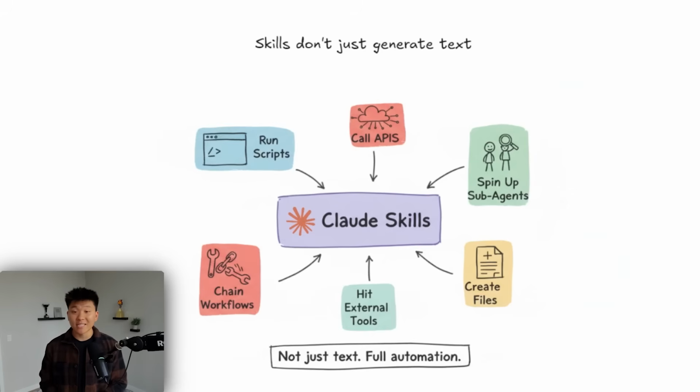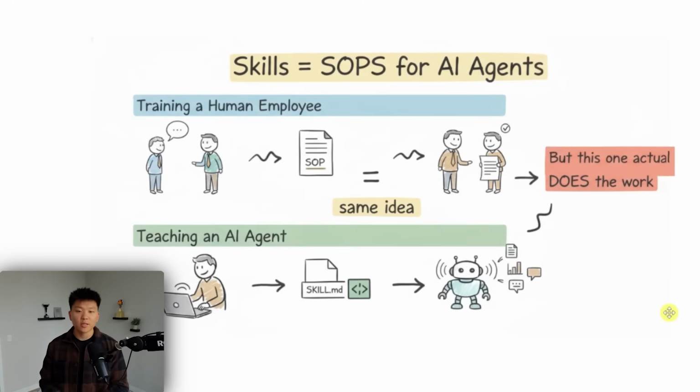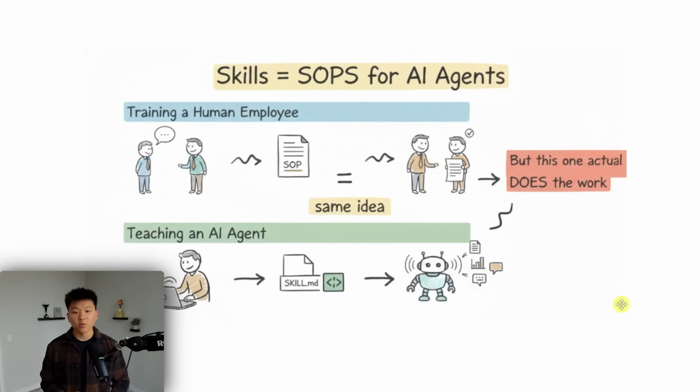But they don't just generate text, they're basically automations. They can run scripts, they can call APIs, they can create things, they can have sub-agents, and they can be called on from agents as well. So this is truly AI automation. And just to really hammer it home, they're basically SOPs for your AI agents. The same way you would train a human employee by letting them read through an SOP to understand the process, and then they'd be able to do it, you just train an agent on it. You give them the skill, they read it, and then they do it. And the coolest part about it is the more you use the skill, the better and better it gets.